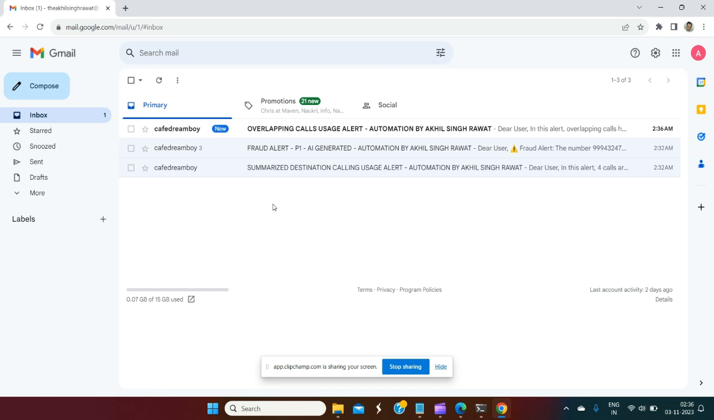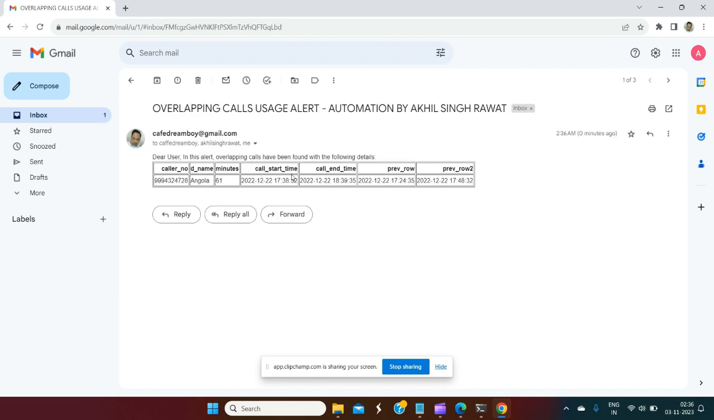Okay. Oh, wow, what a beauty. The main alert has come for the overlapping calls usage alert. Okay, we will check it. So I told you there are two CDRs, the previous CDRs, which say the call started at 524 and ended at 548, and the next call started, you can see, at 538. The call ended at 548. In between, the second call has started.